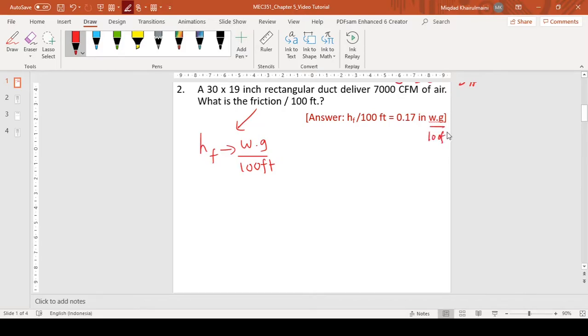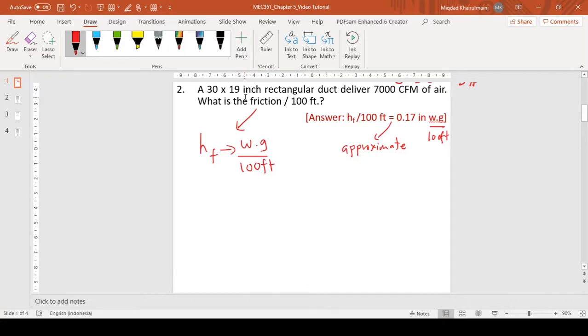This is also an approximate answer, because it depends on how accurately and precisely we read and plot the chart. But first, we have to use the equivalent size rectangular duct chart, because the ducting system given in the question is rectangular in shape.